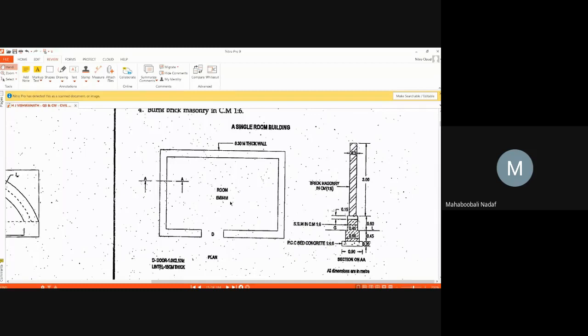Okay. So 6 plus 0.3 by 2, 6 plus 0.3 by 2. How much will it come in this L1 direction? 6.3. It will be 6.3. Okay? So this is the long wall for this building.